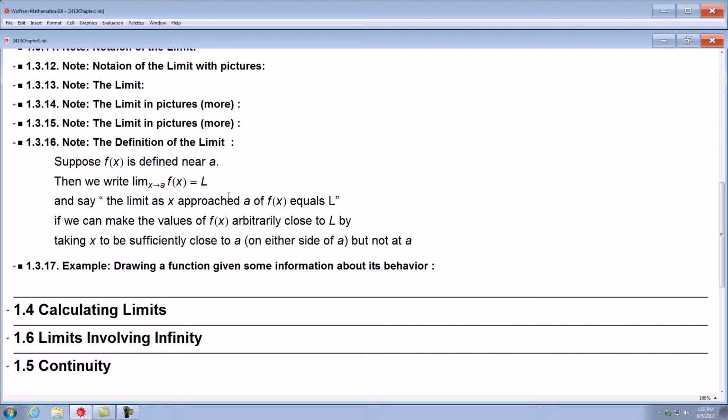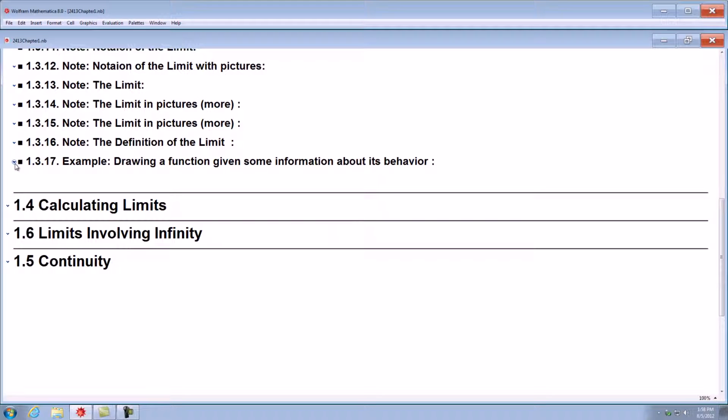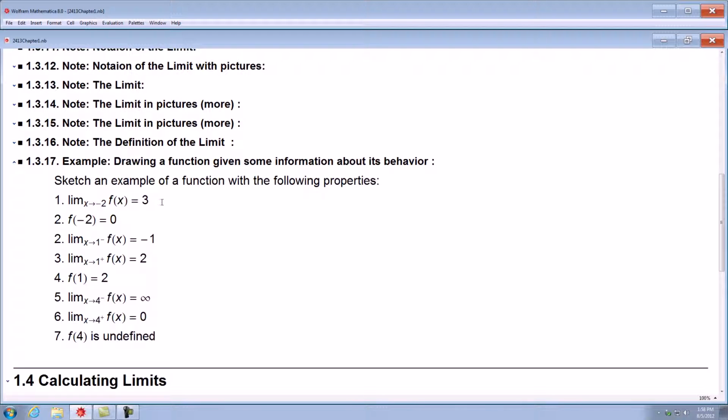Okay, this is all just confusing. Just go off of what I was saying from the pictures above. I just wanted to put this in here to be complete as far as notes are concerned. Alright, example, drawing a function with some given information about its behavior. So I'm going to do this in class. What we're going to do is take all these conditions and draw a function. And that's it for this section.